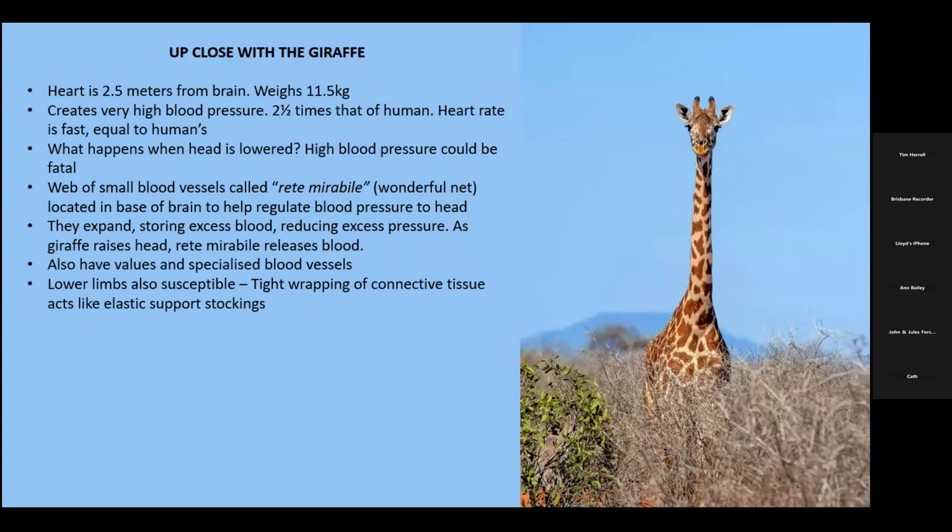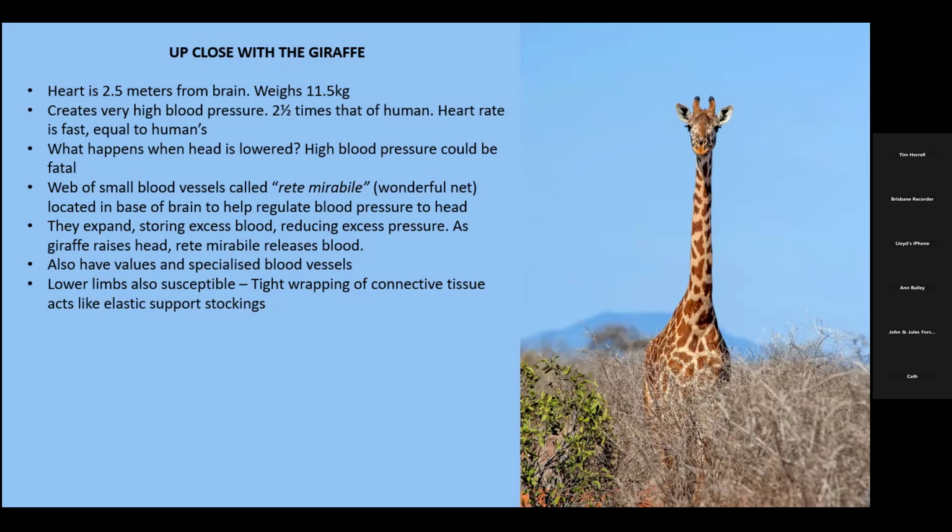Let's get up close with this giraffe. The heart is about 2.5 meters from the brain, and it weighs about 11.5 kilograms. Now, it creates a really, really high blood pressure within a giraffe. It's around about 2.5 times that of a human. And normally in larger animals, the heartbeat is a little slower. In the giraffe, it's actually quite high. It's up there with what a human's heartbeat is.